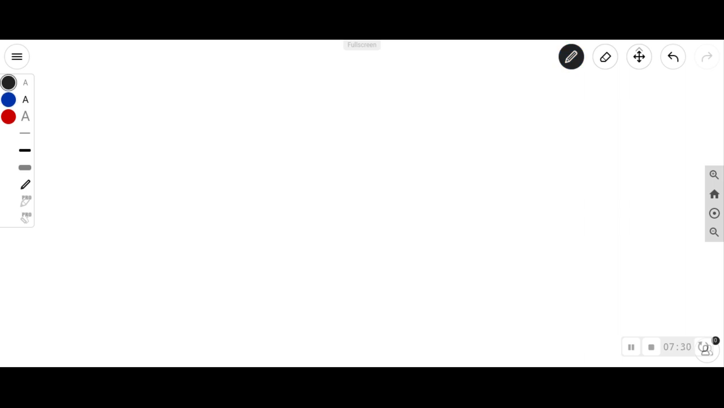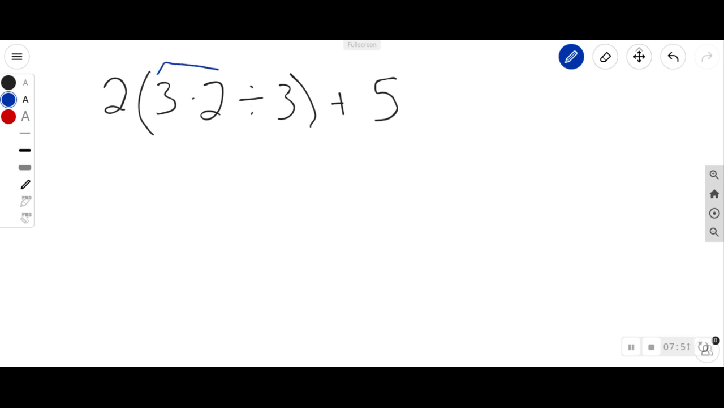Okay, so now we're going to look at one that's a bit more complicated. So 3 times 2 divided by 3 plus 5. So now we have a times there, we have a divide there, we have an add there, and then this is a multiply here.